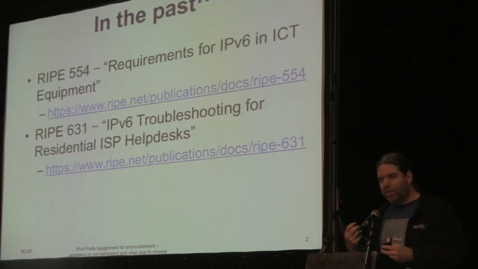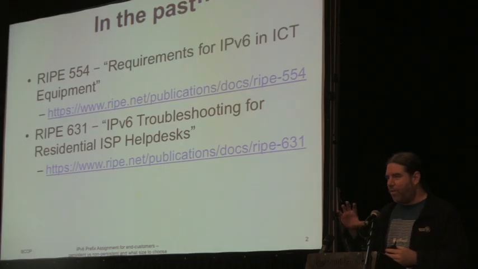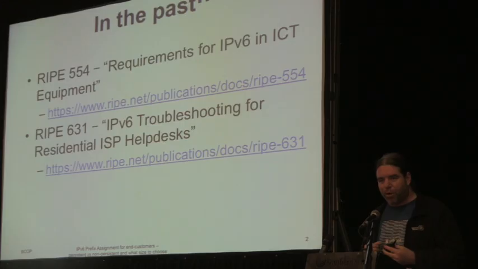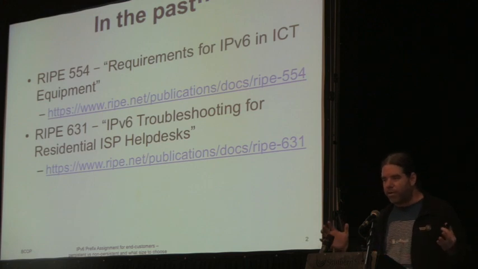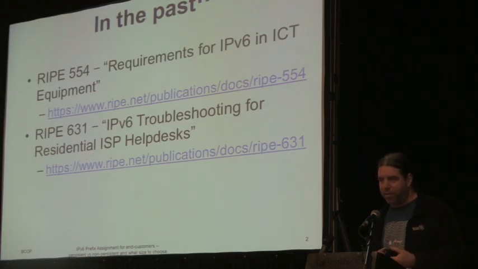Then the next problem that we identified was when operators said, okay, we enabled IPv6, but we don't want to enable it for our end users because our help desk would just burn down in flame. So to fix this problem, we wrote RIPE 631 that took us well over a year and a great group of co-authors, and it also got the consensus in the RIPE BCOP task force and in the RIPE IPv6 working group. This is all about IPv6 troubleshooting for residential ISP help desks.